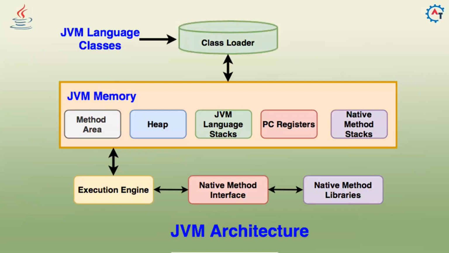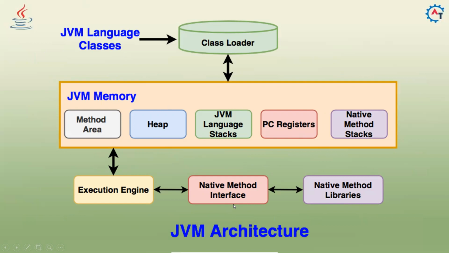Here is a diagram of the JVM architecture. If you observe, there are JVM language classes and then the class loader. From the class loader comes the JVM memory. Inside the JVM memory, we have the method area, heap, JVM language stacks, PC registers and native method stacks. All of this comes under JVM memory, and each has its own purpose. Then there are the execution engine, native method interface and native method libraries. This is a simple diagram of the JVM architecture.